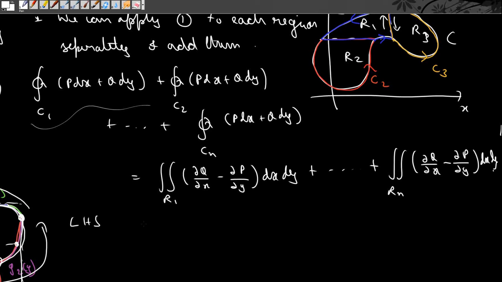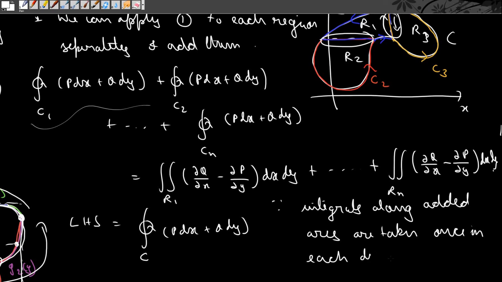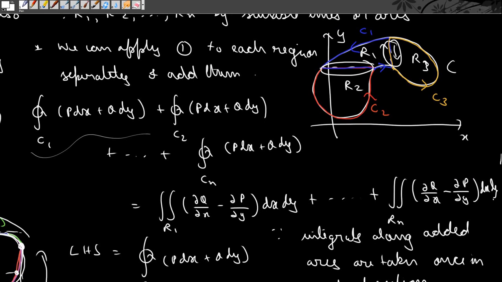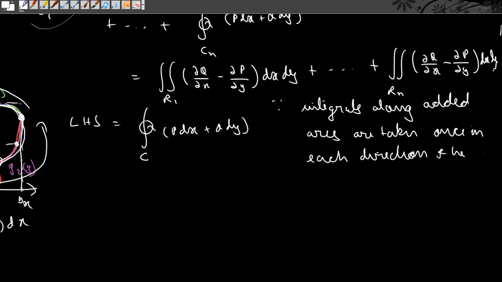Now our LHS is going to be simply equal to the integral over the entire curve C of p dx plus q dy, since the integrals along the added arcs, in this case the two added lines, are taken once in each direction. So we are integrating in this direction once across the same function p dx plus q dy, and then again integrating in the opposite direction once with respect to the same integrand, which means they will cancel each other, and what remains is just the entire curve C. That is what this statement means: direction, and hence cancel each other.